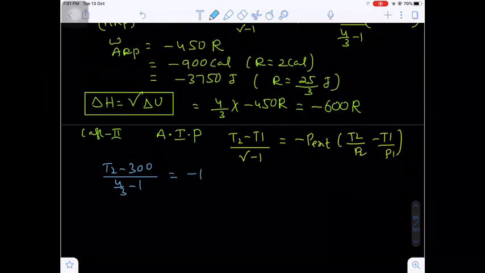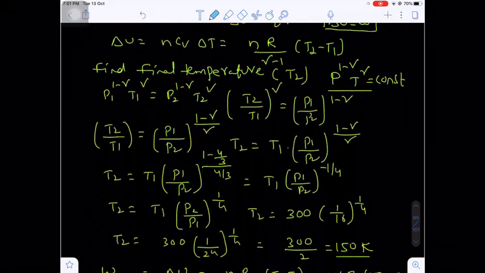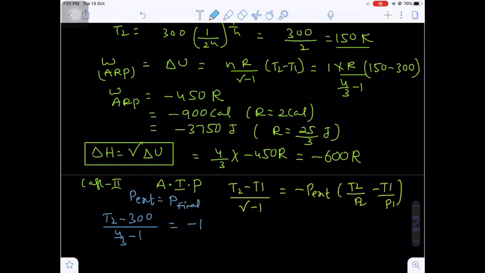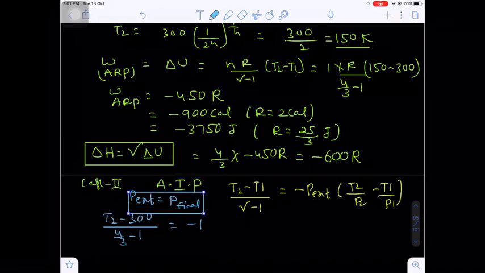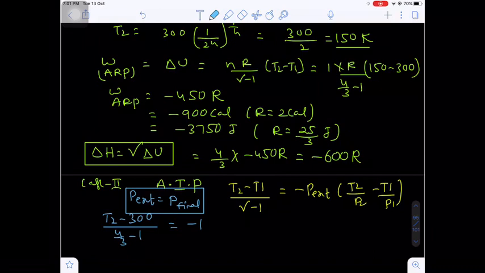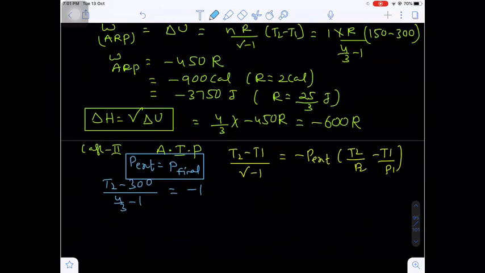What will be the P external? Remember, whenever in an irreversible process the final pressure is given and P external is not given, we have to assume P final is nothing but P external. This is very, very important. Not only in an irreversible adiabatic process, even in isothermal also, if P external is not given, the final pressure will be P external. Are you getting my point?